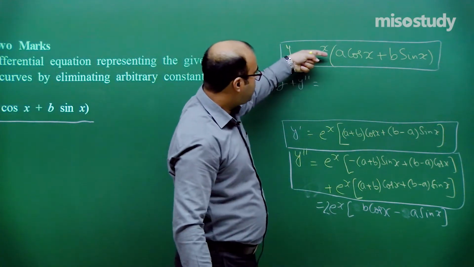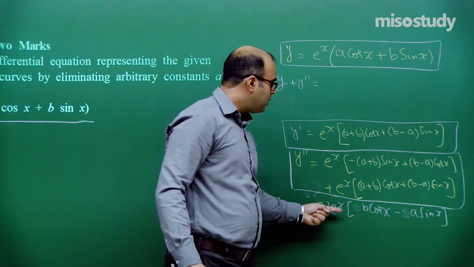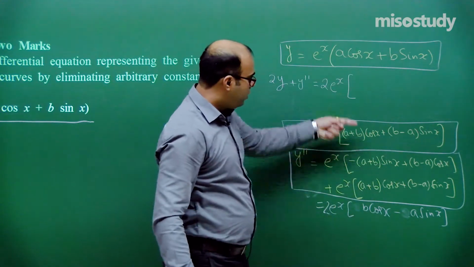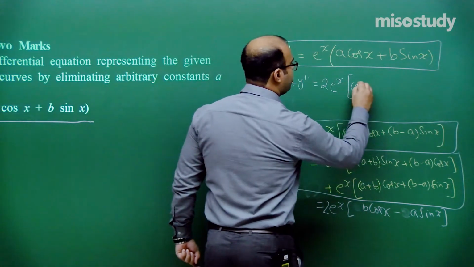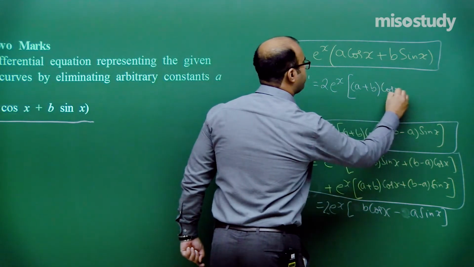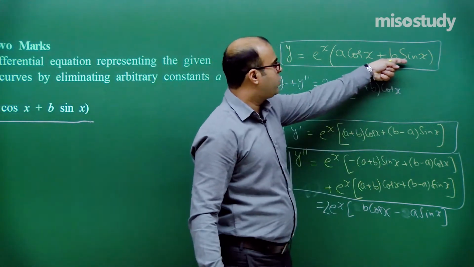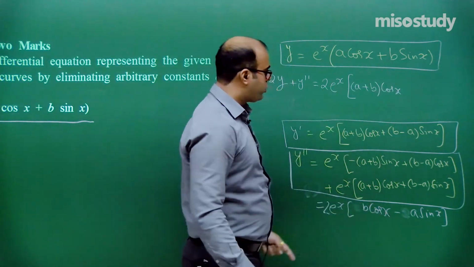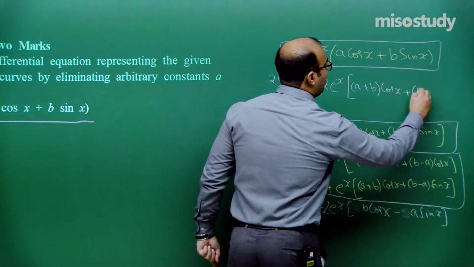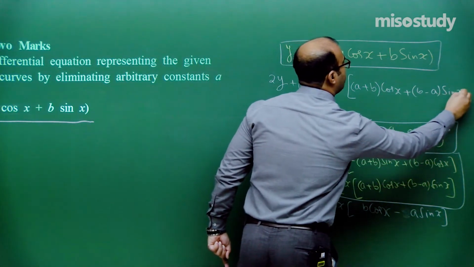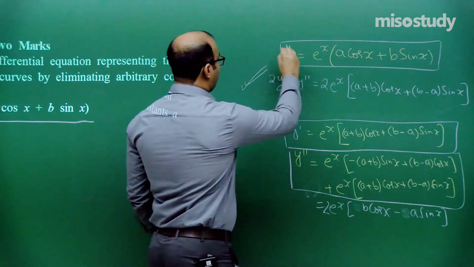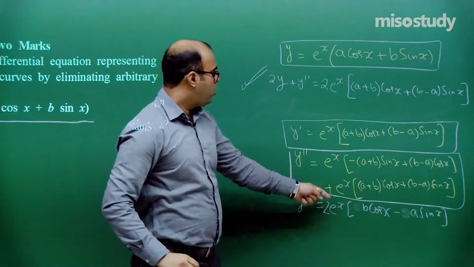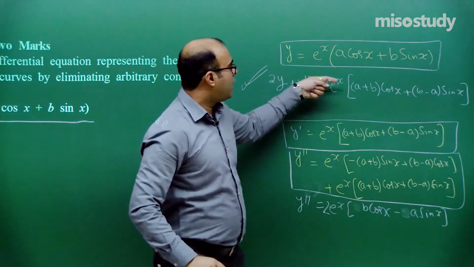So when you will multiply this with 2 and then add with this, 2e to the power x is the common part. A cos x will be here and here b cos x. So it will become a plus b cos x. Okay students? Now b sin x is here, which will become twice as we are taking 2y. So b sin x, and here it is b cos x, minus a sin x. So b minus a sin x we will get here. So what we see, 2y plus y double dash is actually giving this.